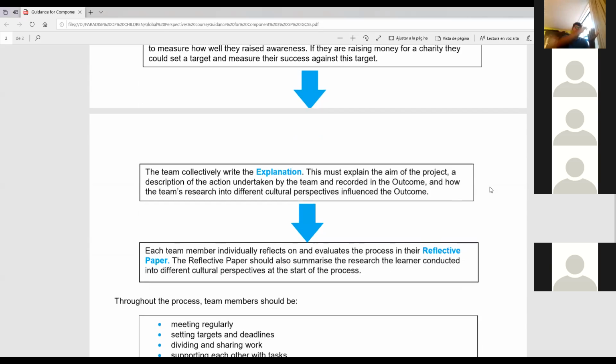Now that you have written everything in your research log, now that you know what you did, when you did it, what the difficulties were, and how you solved the problems that came up at the time, you're going to write your reflective paper. And it needs to summarize the research the learner conducted into different cultural perspectives at the start of the process and by the end of it as well.